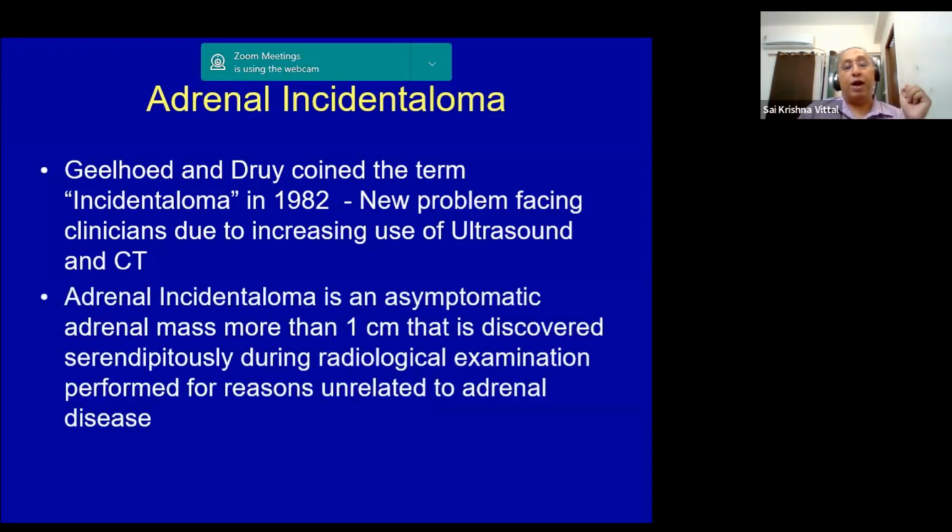So how will you define an adrenal incidentaloma? It is an asymptomatic adrenal mass more than 1 centimeter that is discovered serendipitously during a radiological examination performed for reasons unrelated to adrenal disease. When I say serendipitously, it means accidentally discovered. So when you find an adrenal mass more than 1 centimeter, accidentally discovered during imaging for reasons other than adrenal, it is called an adrenal incidentaloma.